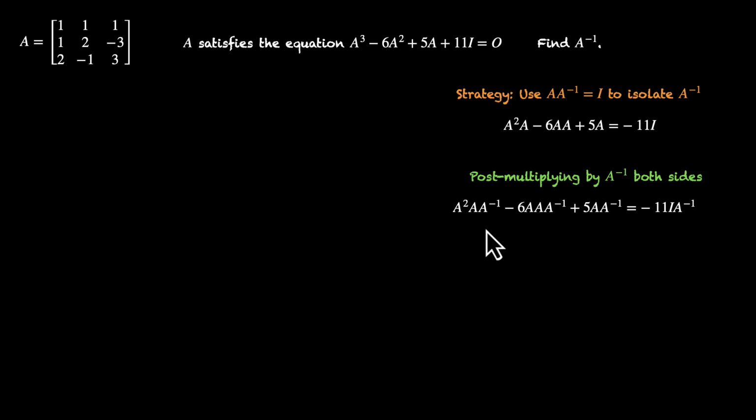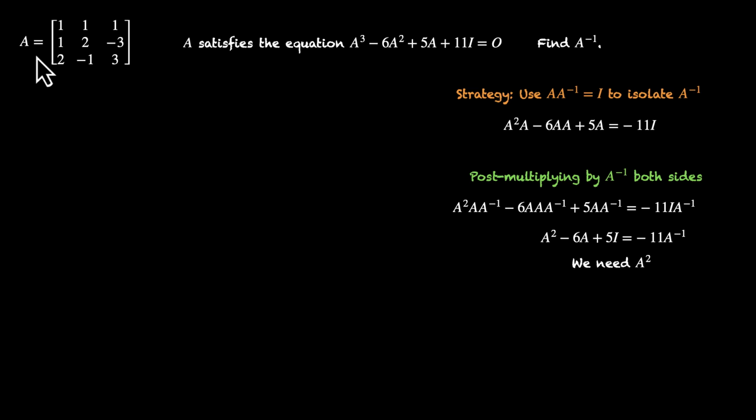Now let's see what we have. This becomes I, this becomes I, this becomes I, and this becomes A inverse. So this is going to be A square times I, which is just A square, minus 6A times I, which is minus 6A, plus 5 times I equals minus 11A inverse. Now on this side we have A inverse. On the left hand side we have I, A, and A square. Now to get to A inverse, we need A square. So now our job is to find A square.